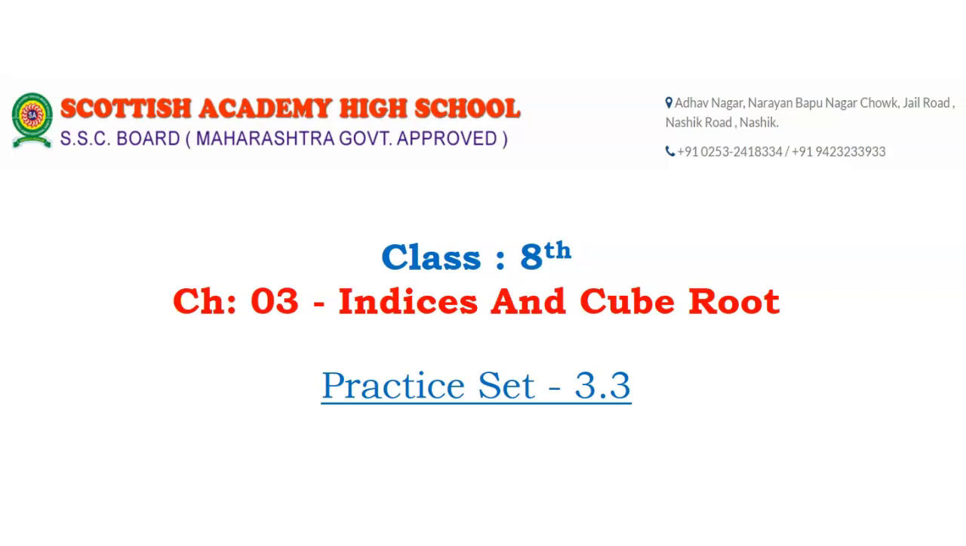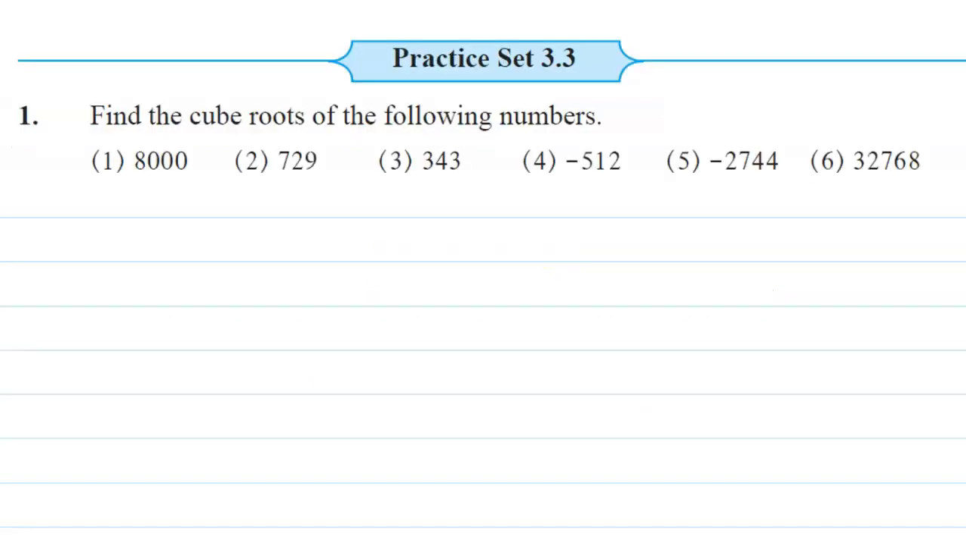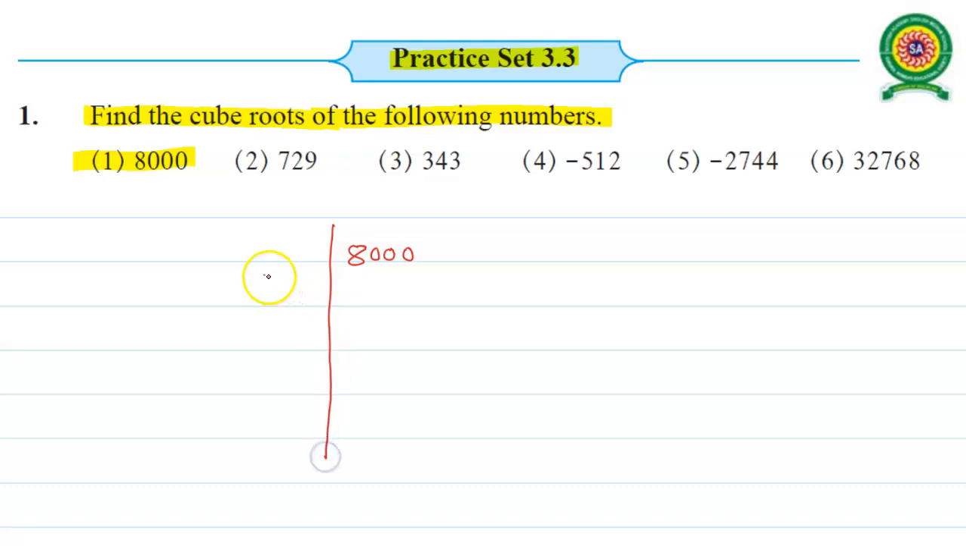Hello everyone. In this lecture we are going to discuss an 8th class topic, chapter number 3, indices and cube root, practice set 3.3. Within practice set 3.3, the first question is: find the cube root of the following numbers. Firstly we have 8000. We will find the prime factorization of 8000 by using vertical division.